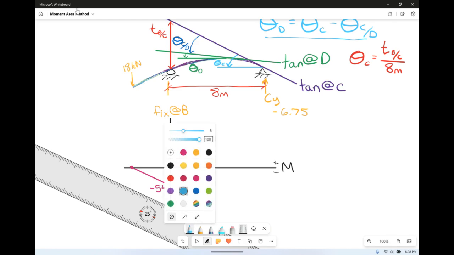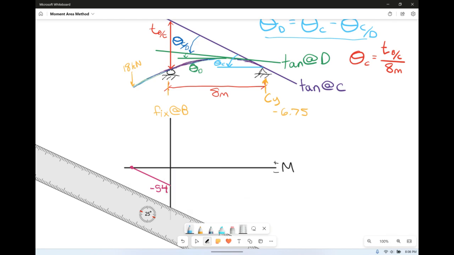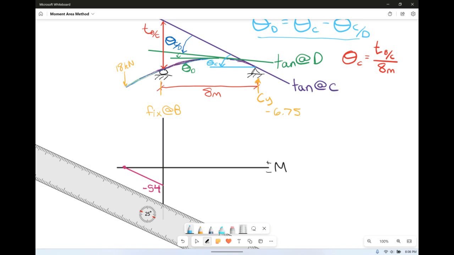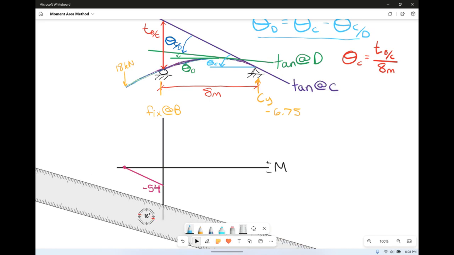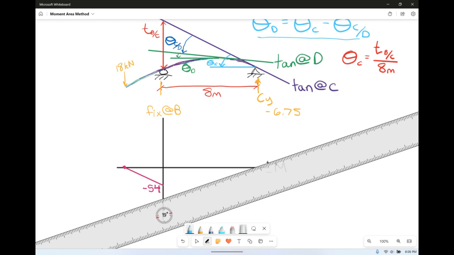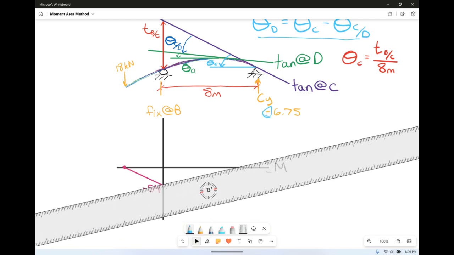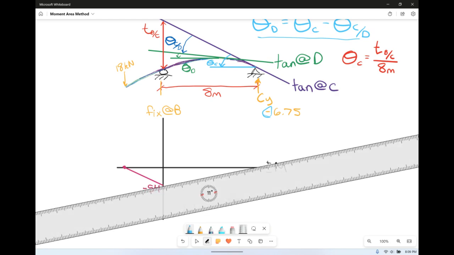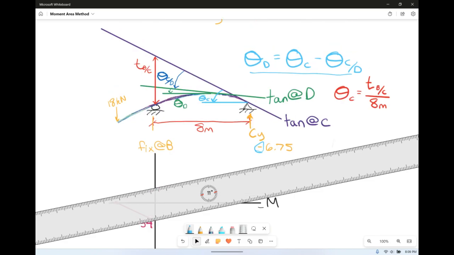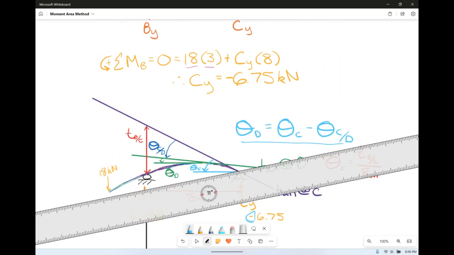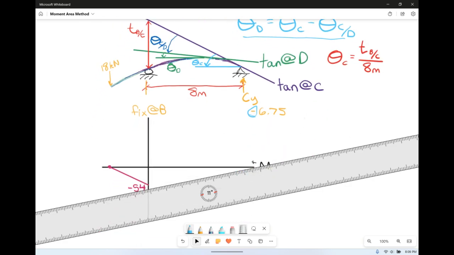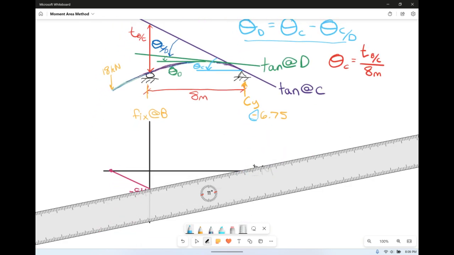Now, we're going to do the same thing. Of course, we're not going to look at anything on B, because BY doesn't create a moment about B, by the way. So next, we're going to do CY. And CY, we drew it up, but remember, he's actually negative. So he's going to be negative 6.75 times 8, which, go figure, that's going to balance out this equation right here. So that's going to give you the same exact value.